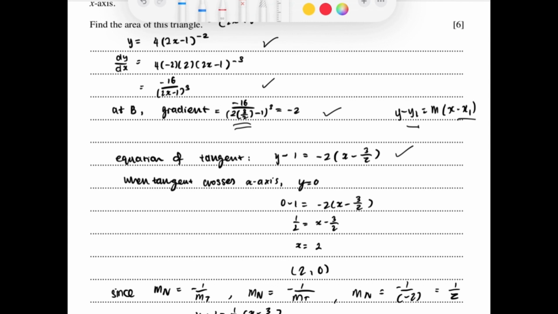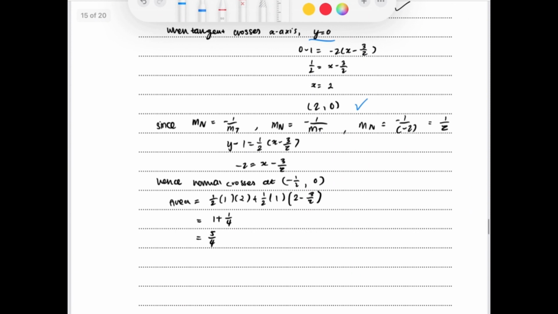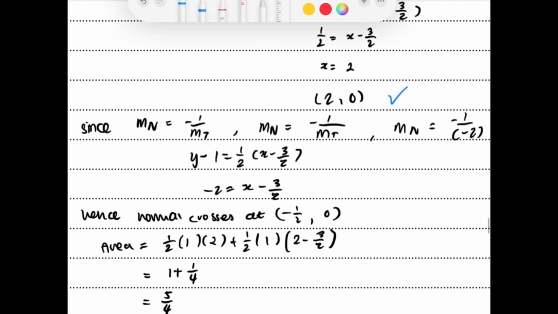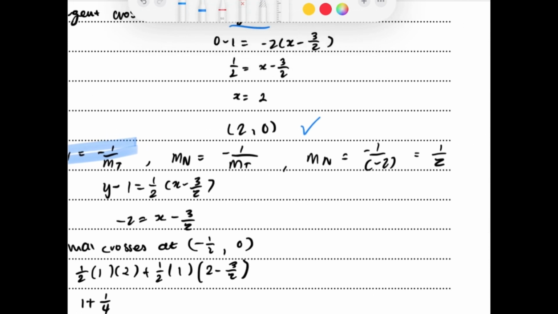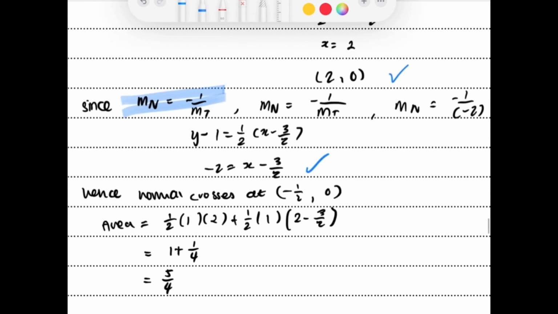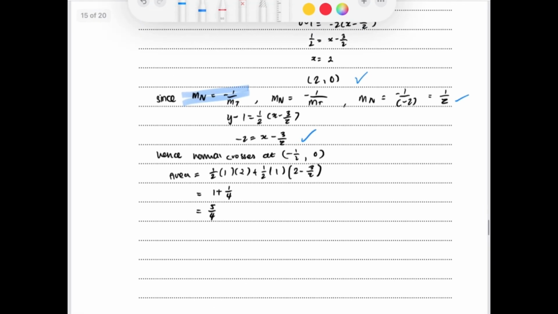So I found the equation. I just need to substitute y as 0, and then I found 2, 0. So now we know this is 2. And then since the gradient of your normal is equal to -1 divided by the gradient of the tangent, which is what I wrote over here, you find the gradient of your normal by dividing -1 by the gradient of your tangent, got half, found the equation of my normal, and therefore I know that the normal crosses at -half, 0.